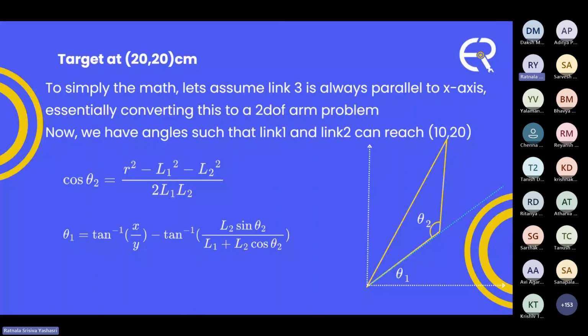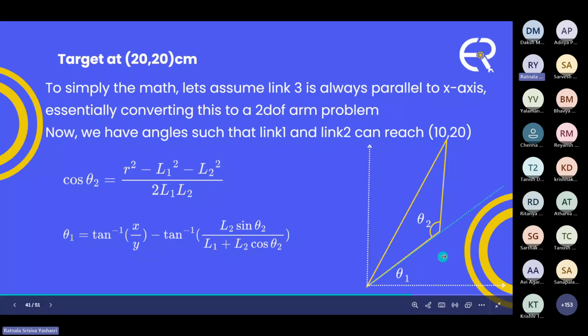Now let's calculate for our end effector position. We know the position to be 20, 20 centimeter. To take a simpler case first, let's assume that link 3 is always parallel to the x-axis. So essentially, this converts it to a 2-degree of freedom problem. And we know that the length of link 3 is 10 centimeter. So instead, we just have to find angles such that link 1 and link 2 combined reach 10, 20. We're considering that link 3 length along the x-axis is 10, so that's why this is 10, 20.